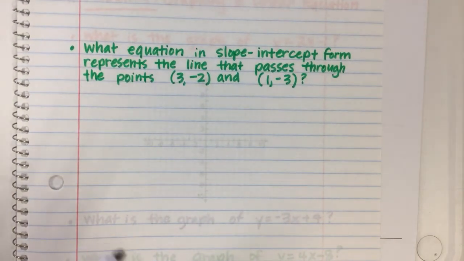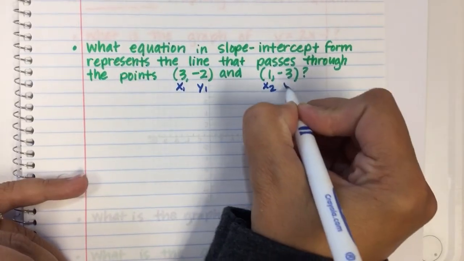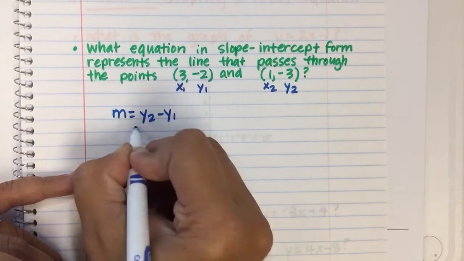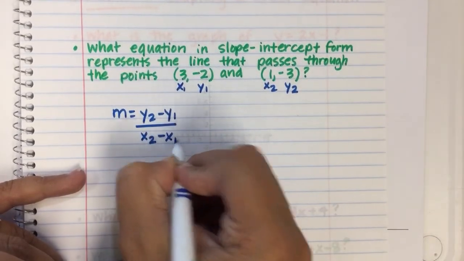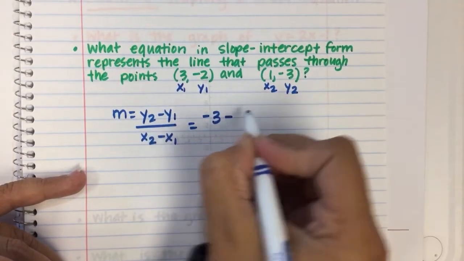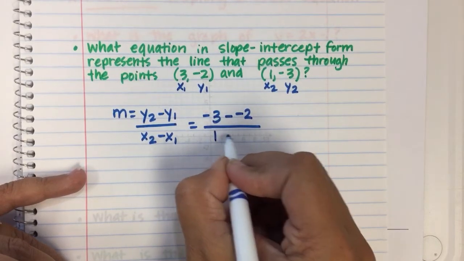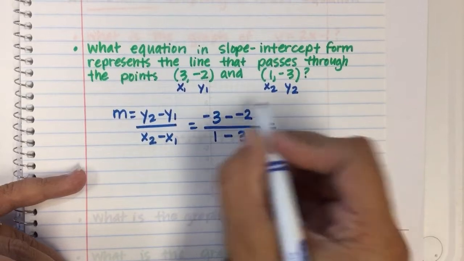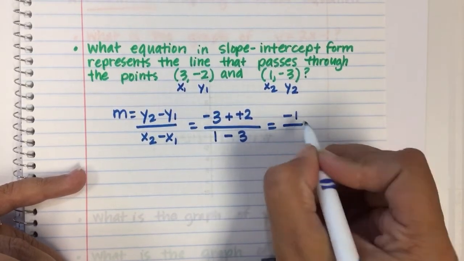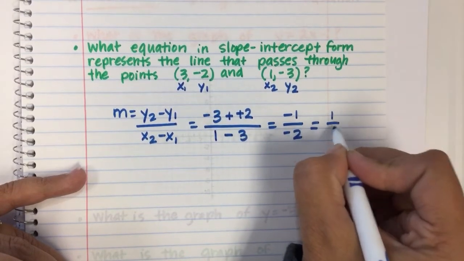All right, same thing, I gotta find the slope. x1, y1, x2, y2. Slope is equal to y2 minus y1 over x2 minus x1, which is -3 minus -2 over 1 minus 3. -3 plus 2 is -1. 1 minus 3 is -2. So this is 1/2.